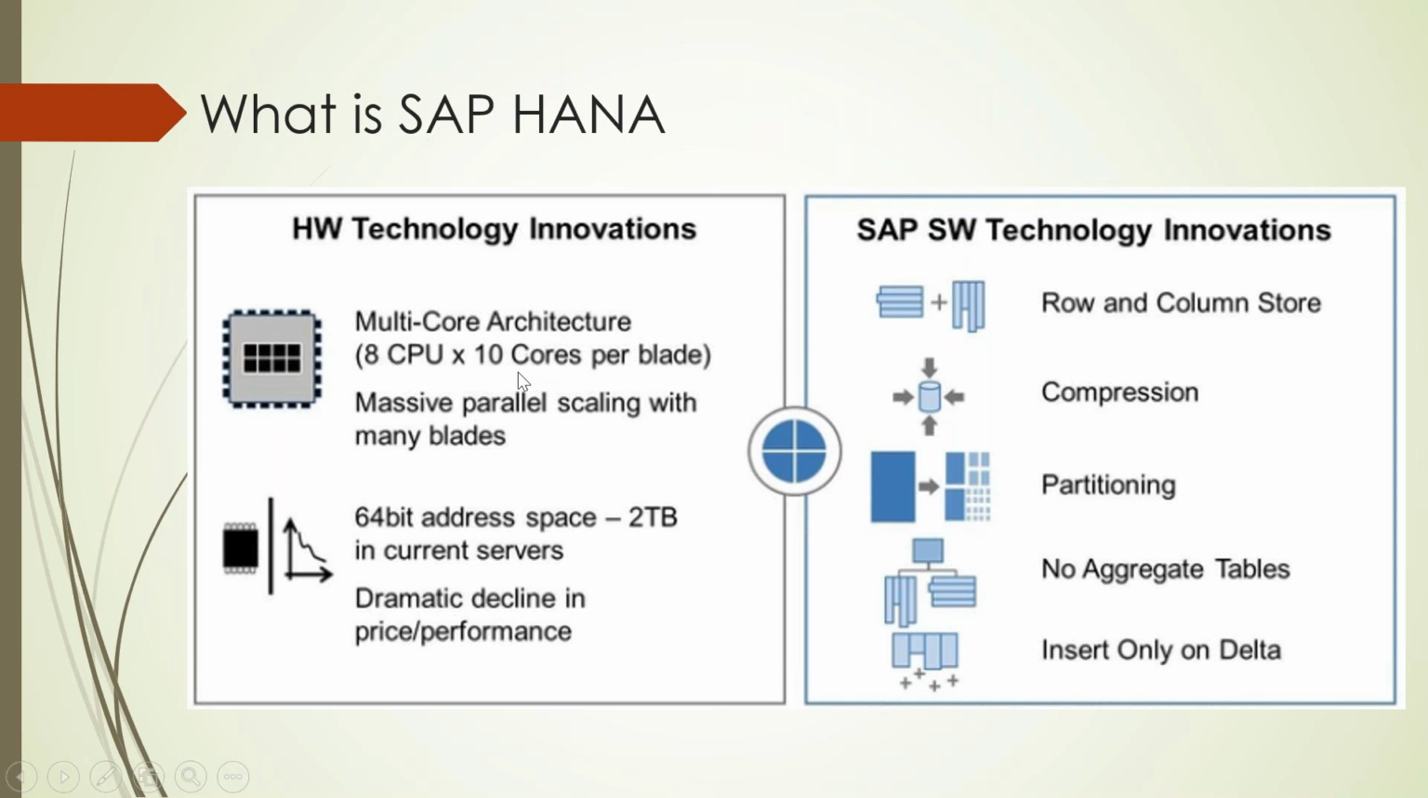So 8 CPU into 10 cores, so if you multiply, it will come to 80 logical CPU. So you will get 80 logical CPU in the hardware. At the OS level, you will see a maximum of 80 CPU.